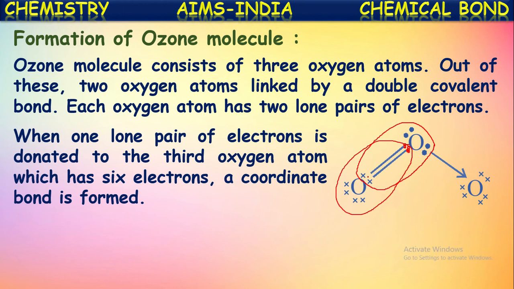Now, one of these two oxygen atoms, which have two lone pairs of electrons each, donates one of the lone pairs to the third oxygen atom. Say this oxygen atom is donating its pair of electrons to this one, and thus to share this pair of electrons, it also gets an octet. Observe, it is not getting any extra electrons by sharing this pair with it. It is still maintained with an octet configuration. Thus, three atoms become stable.